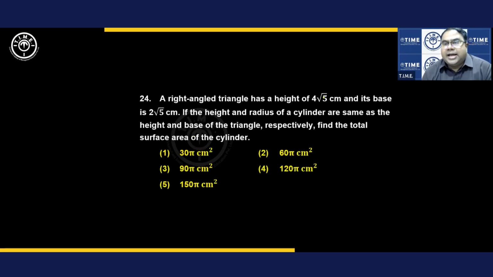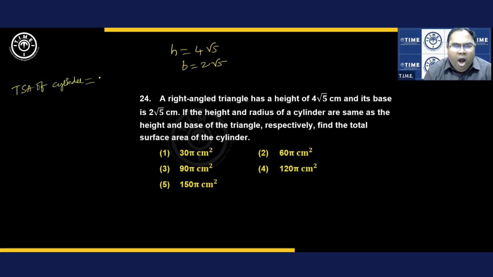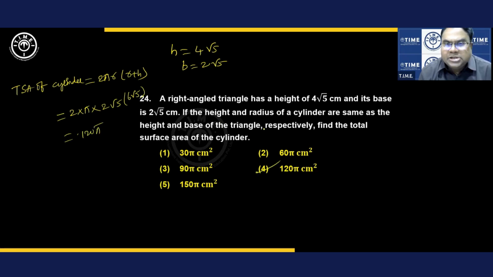Right angle triangle has a height of 4 root 5. Height 4 root 5. Base 2 root 5. Height and radius of cylinder are same as the height and base of triangle. Find the total surface area of the cylinder. How do you get total surface area of cylinder? Two pi r into r plus h. So 2 into pi into radius is equal to base of the triangle. Height is equal to height of the triangle. 2 root 5 plus 4 root 5 is 6 root 5. 24 into 5, 120 pi. 120 pi is present in choice 4.